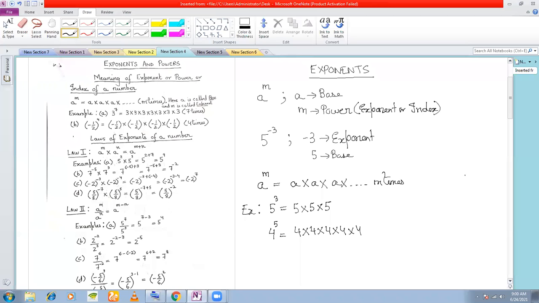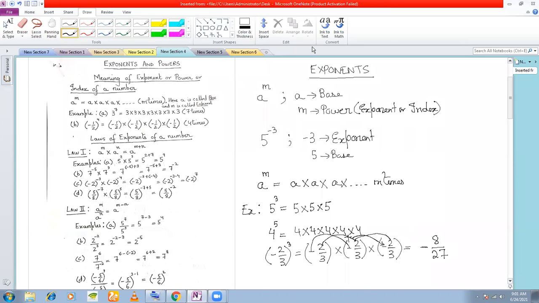Similarly, if I have another fraction, say (-2/3) cube, what does it mean? It means -2/3 into -2/3 into -2/3. Now, how will you multiply this? See, there are 3 minus signs. These 2 minus signs will combine to give you a plus sign, and this plus sign will combine with this minus sign to give you a minus sign. And you multiply all the numerators together. 2 into 2 into 2 gives you 8, and 3 into 3 into 3 gives you 27. This is how you work it out.